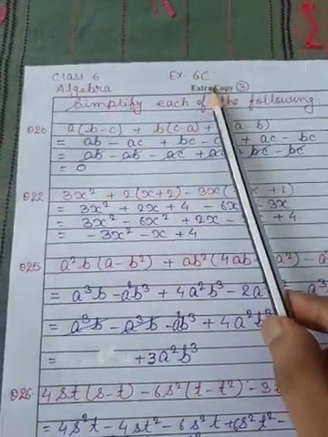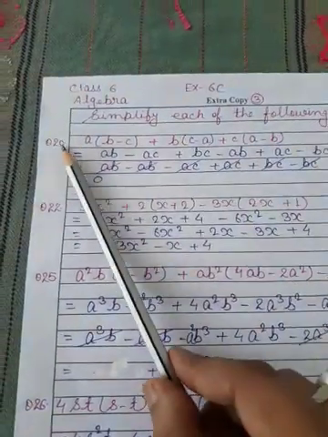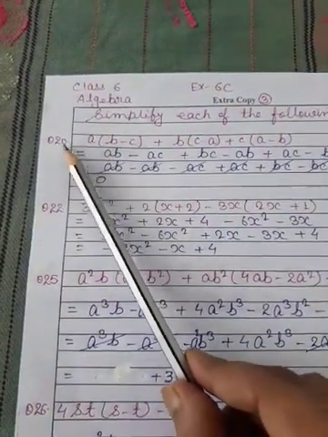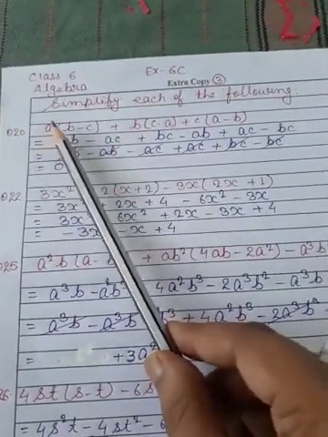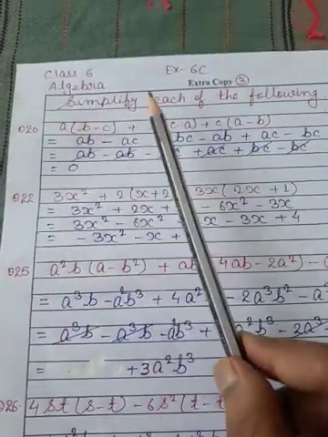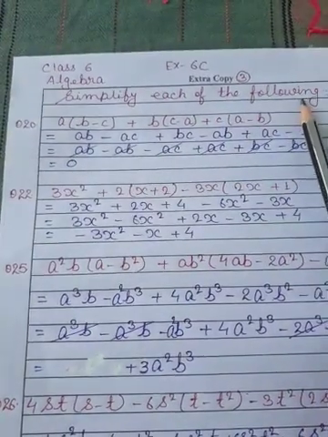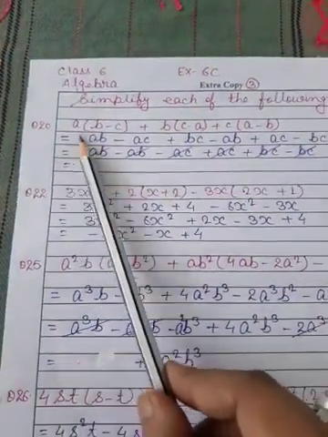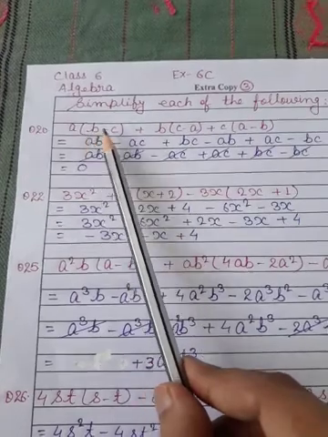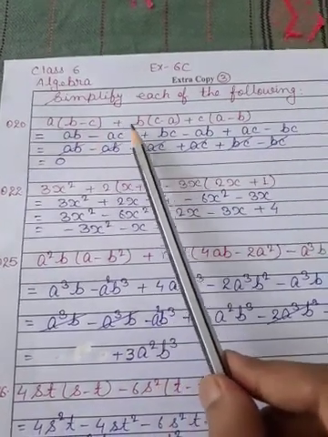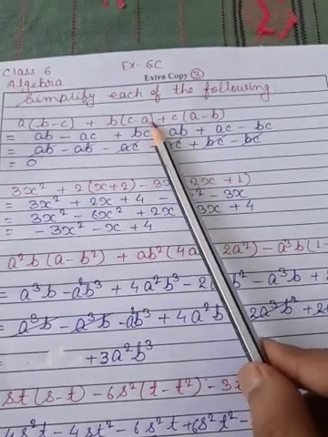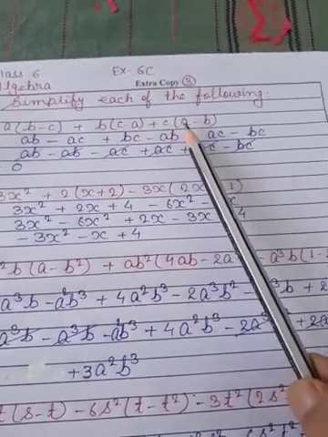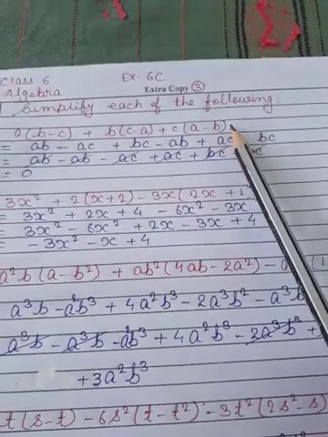In the last class we have learned till question number 19. Today we will start from question number 20. From question number 20 we have: simplify each of the following. Question 20 is a(b minus c) plus b(c minus a) plus c(a minus b).